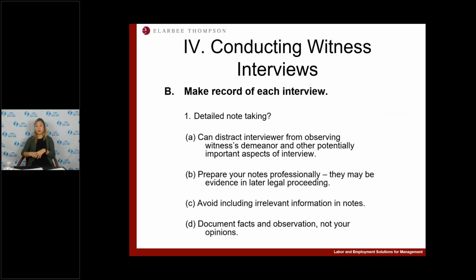Okay, record or in some way each interview. This can be a little bit tricky. It's hard to write notes and also interview at the same time. I know that I am guilty of going back later and looking at my notes and saying, that is not the word that I meant to write down. But because I was trying to talk and write at the same time, sometimes things get a little mixed up.